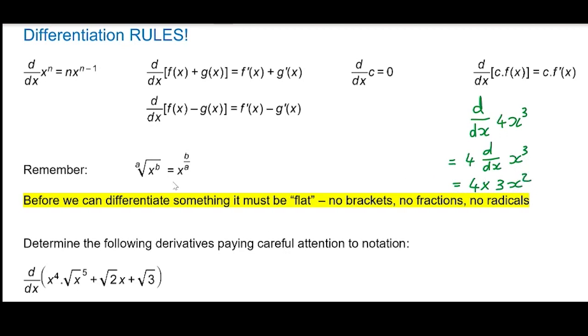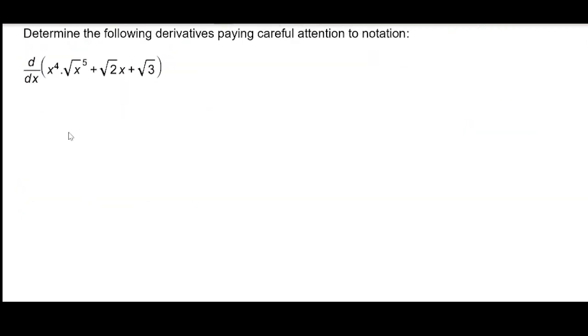Really, really important is that we can't differentiate something until it is what we call flat: no brackets, no fractions, and no radicals. This little formula over here is really, really useful for converting radicals, these root thingies, into things just with exponents. So we're going to do a couple of examples and then you're going to try some.